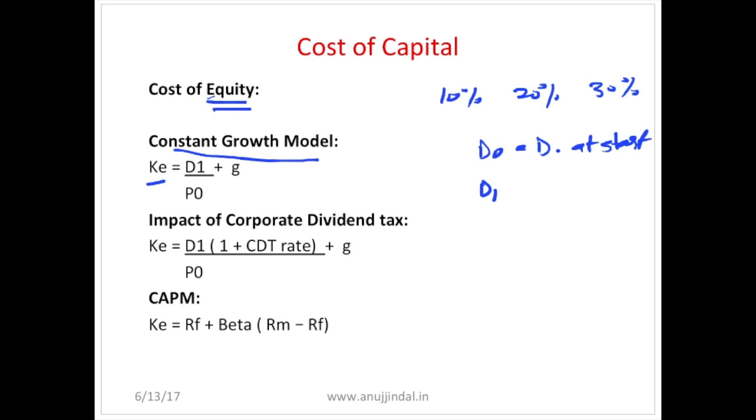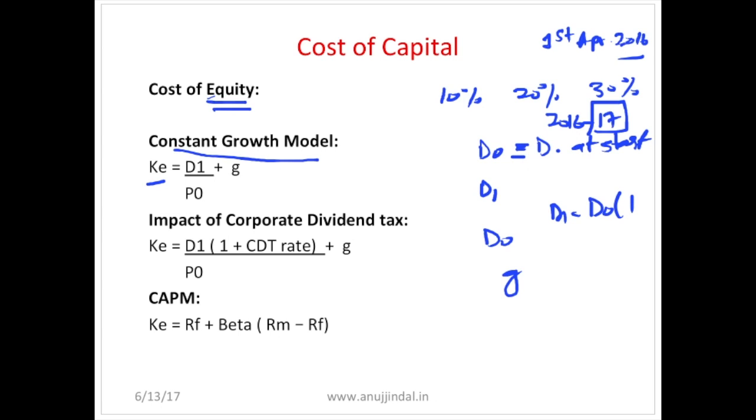So if you're talking about the year 2016-17, then on 1st April 2016, if there is a dividend given, then that dividend is called D0. Whereas D1 would be the dividend to be given on 31st March 2017, which is the end of the year. So we take into consideration only D1 and not D0. So if there is D0 given and you're given G, then D1 becomes D0 (1 plus G).